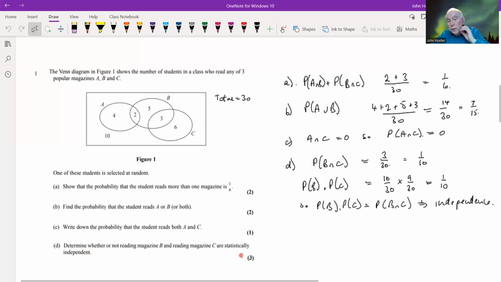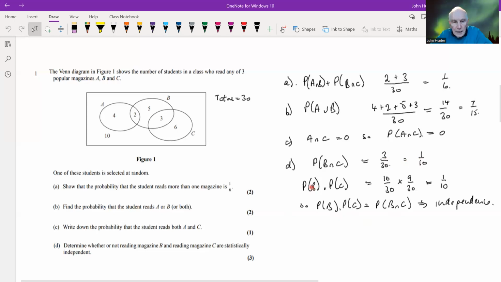Okay, so now we go back to the test that we mentioned before. Probability of B, this is the probability of C. So the probability of B and C together would be this intersection here. That's 3/30ths, which is 1/10.